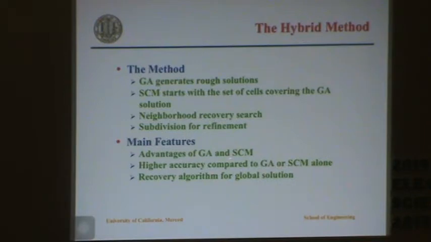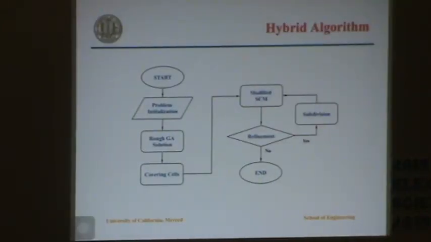Our hybrid method, as you can see, carries the advantage of both GA and SCM. We're going to show you some examples where the combined approach always does better than the approaches applied separately. So this is the outline of the algorithm. We start out with a genetic algorithm or evolutionary algorithm first. This doesn't have to be very high accuracy. It doesn't matter how many dimensions you have in your problem, you can just take a few thousand points and a few generations, and then you get a rough solution and you generate the covering cells.